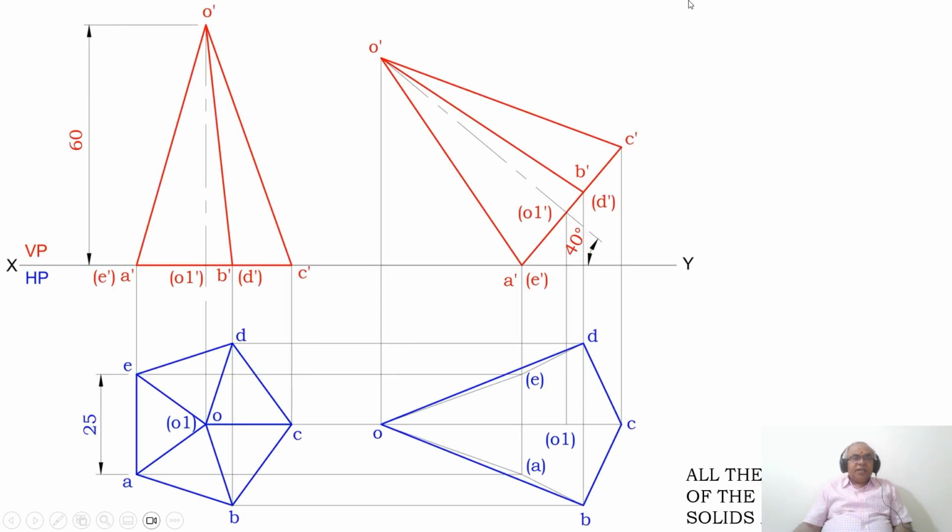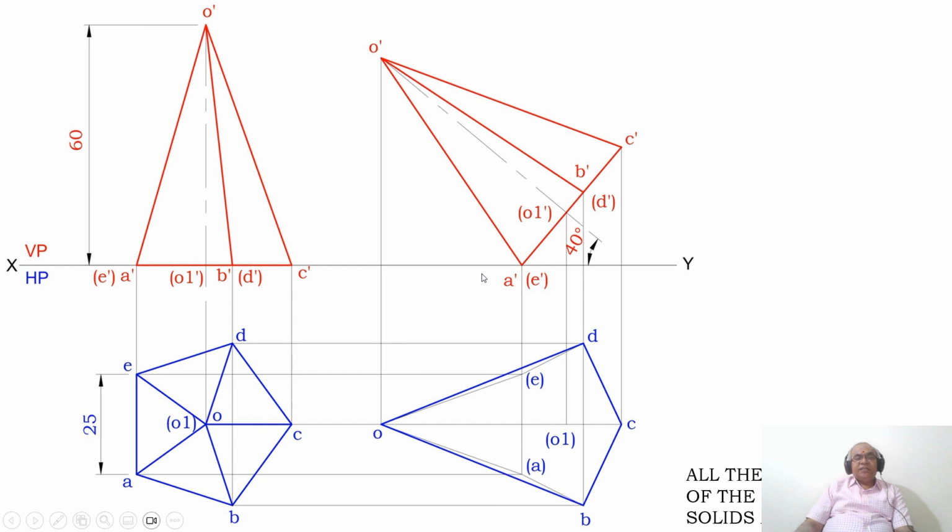Now, as it says, it is resting on one of the edges of the base, which is the edge perpendicular to VP, resting on HP. So you know that since the edge A dash has to be on the XY line, and since the base is on the left hand side, you need to rotate this pyramid by an angle of 40 degrees with respect to the XY line in the front view.